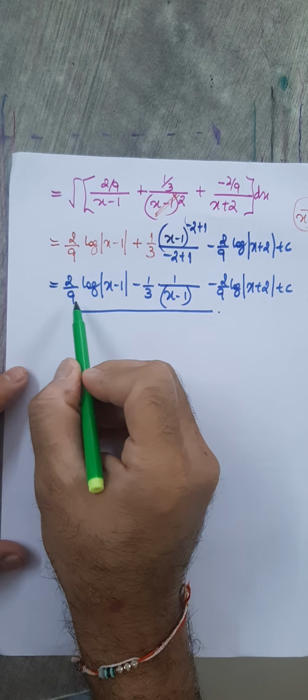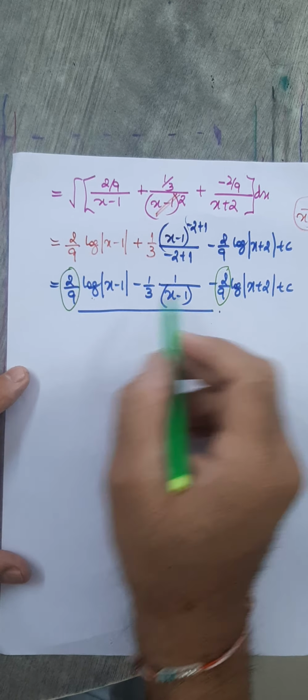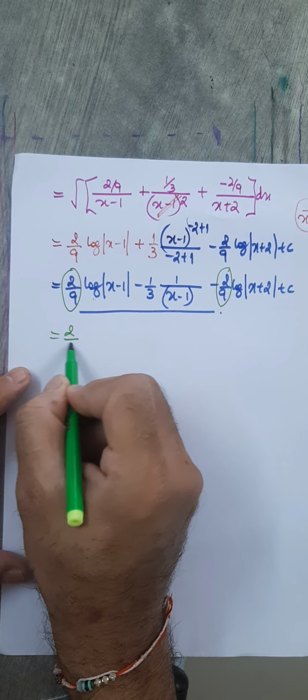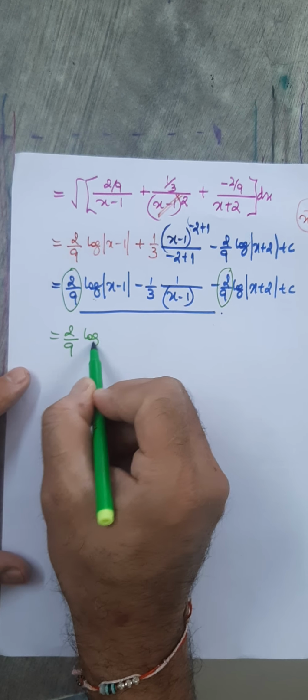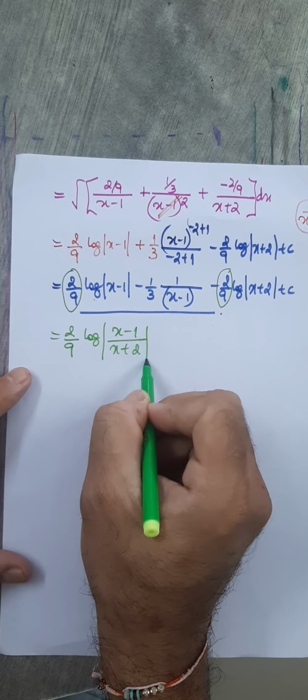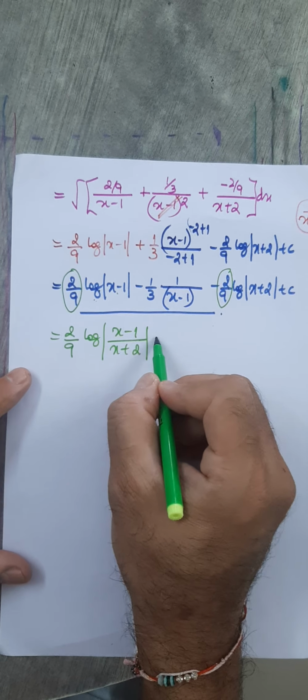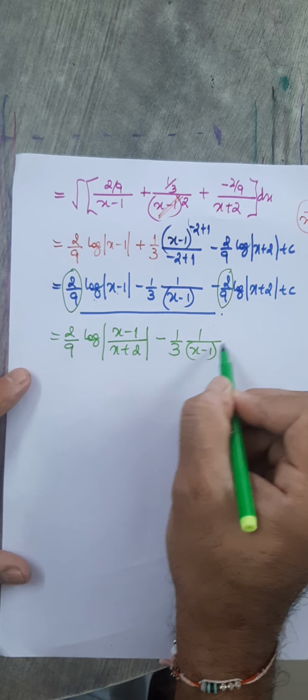Yes, here one more step can be done if you want. Take 2 by 9 common from these two. So if I take 2 by 9 common, log x minus log y gives log of a by b, so log of (x minus 1) upon (x plus 2). Then 1 upon 3 as it is into 1 upon x minus 1, plus c.